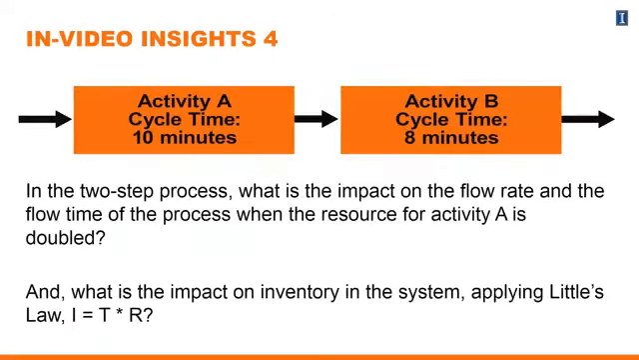All right, so we had a two-step process, just to remind you, activity A, activity B, and the question was measure all the different things for the process as is, and then use Little's law and measure the same things for if you were to double the resource at activity A.